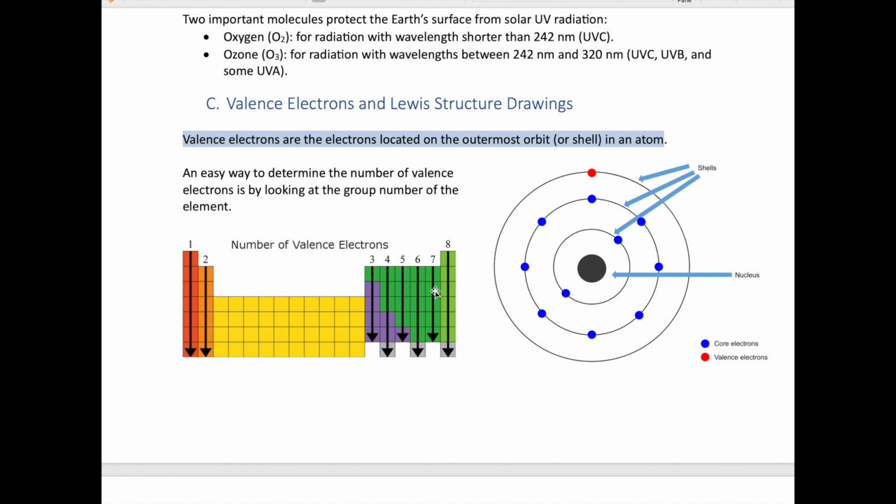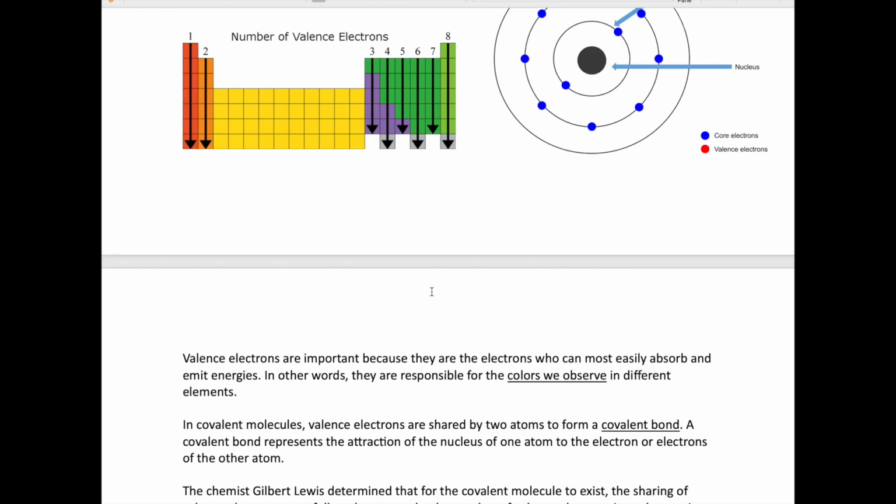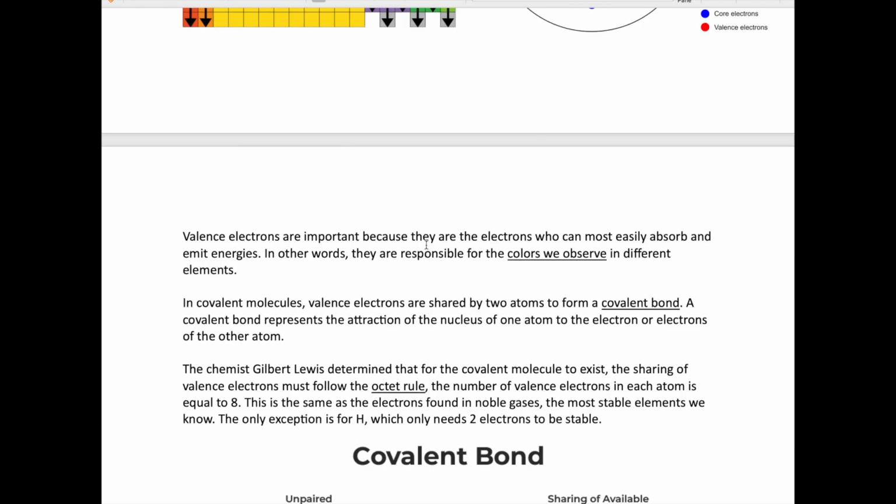If I have something like chlorine, which is right here, it's going to have 7 valence electrons. So knowing the location of the element in the periodic table and the group number automatically tells you how many valence electrons that particular element has. Now, these valence electrons are important because they are the ones responsible for forming covalent bonds, forming other bonds. They're the ones that get transferred during chemical reactions.